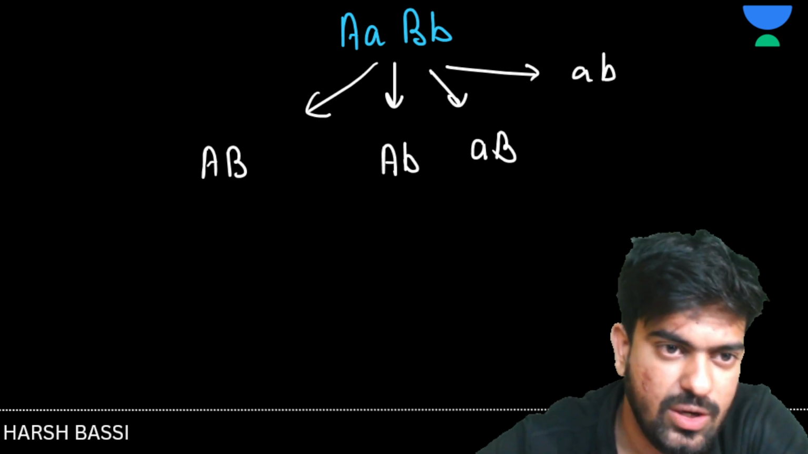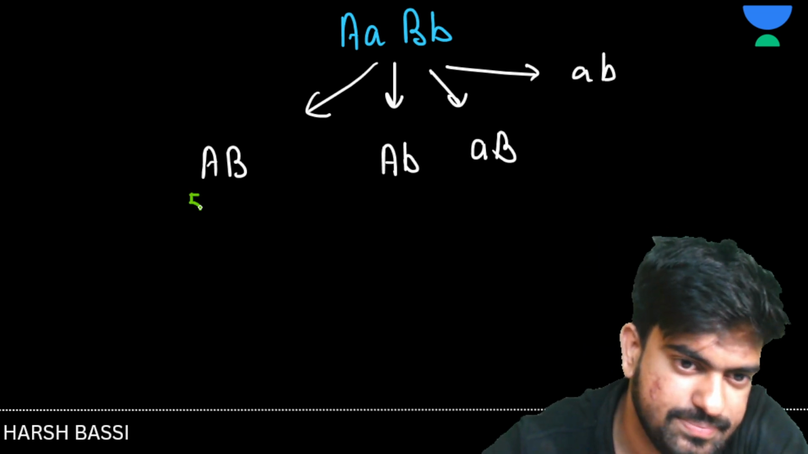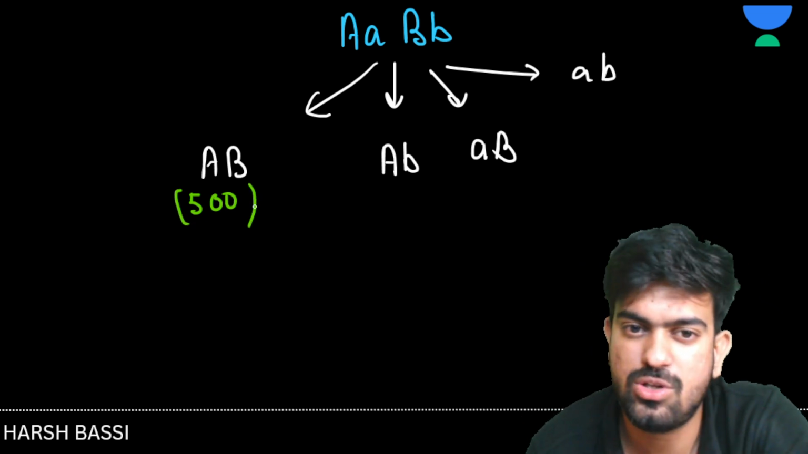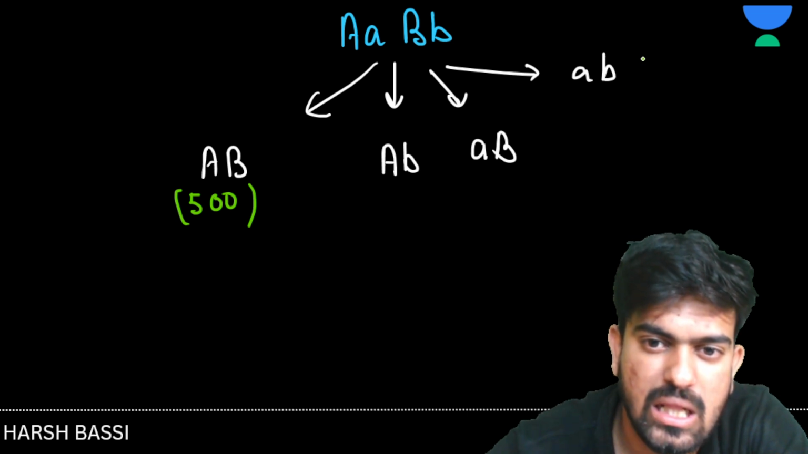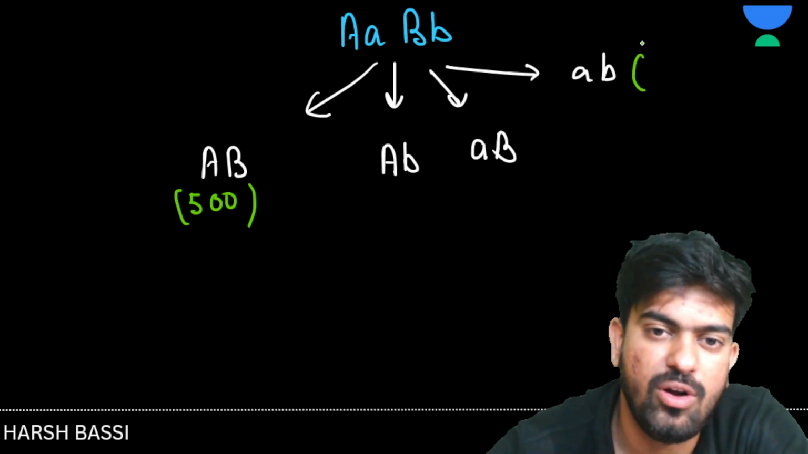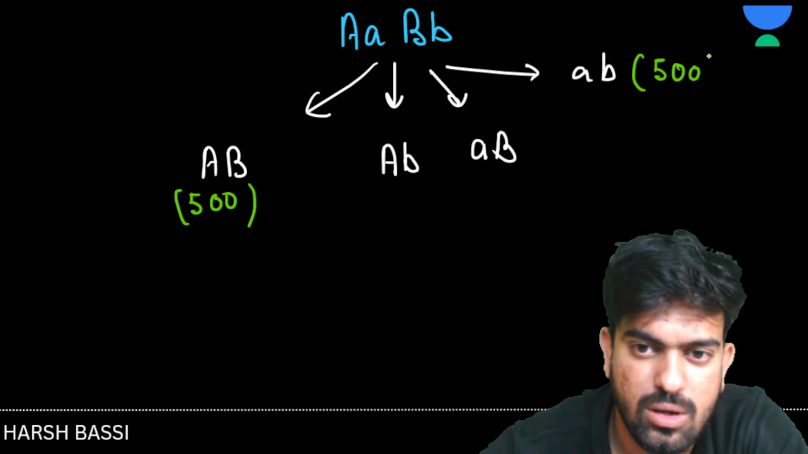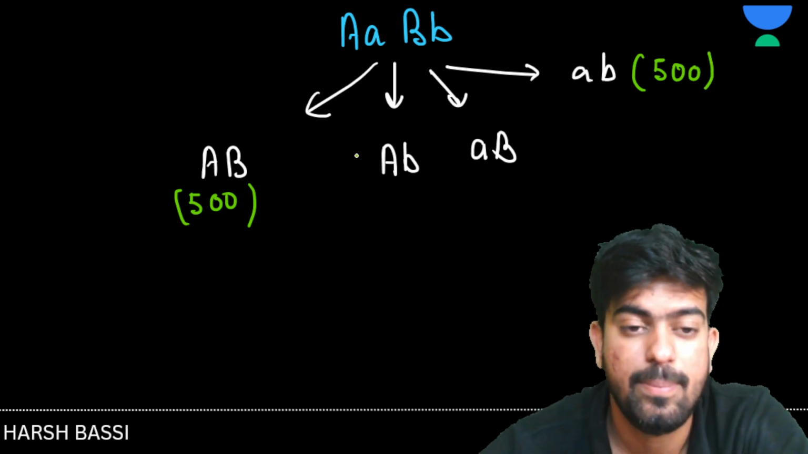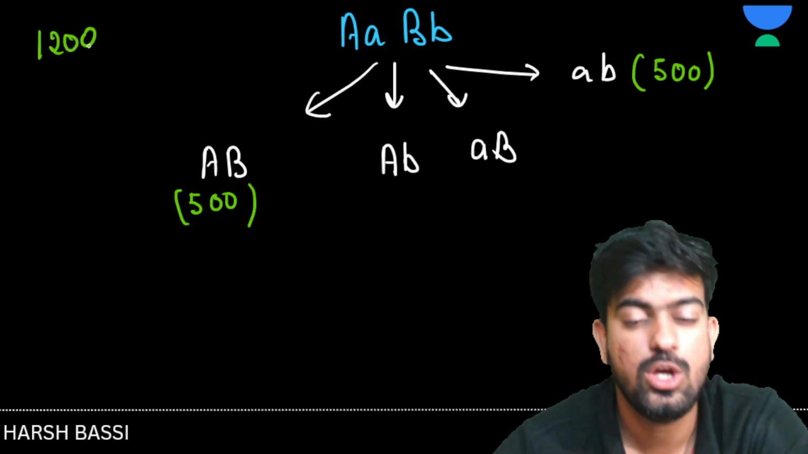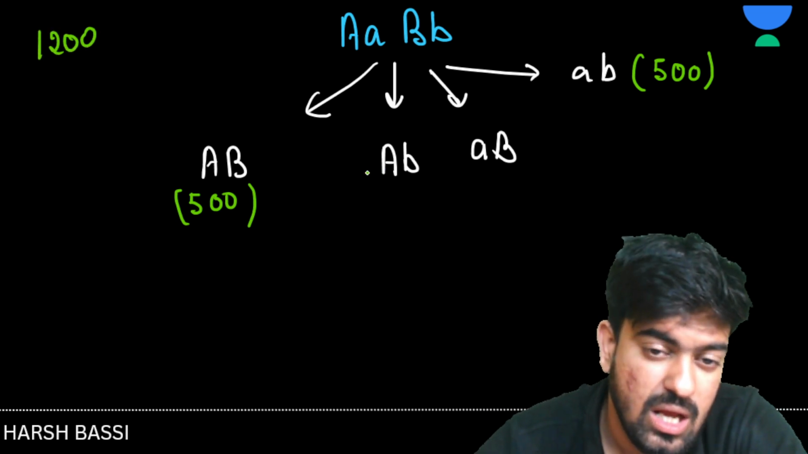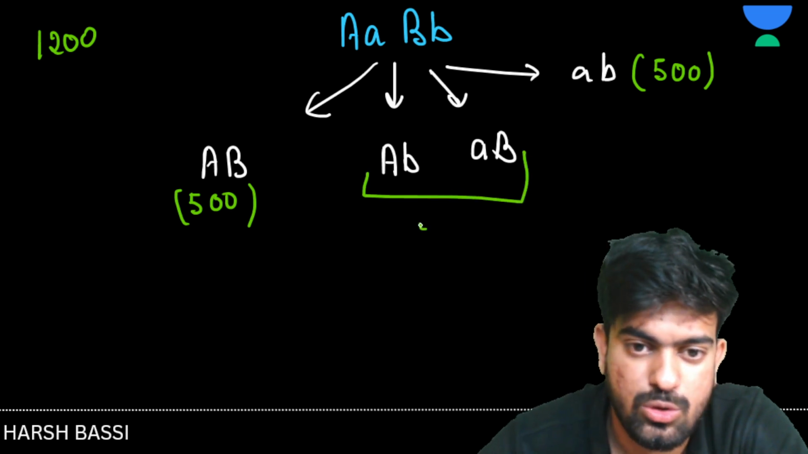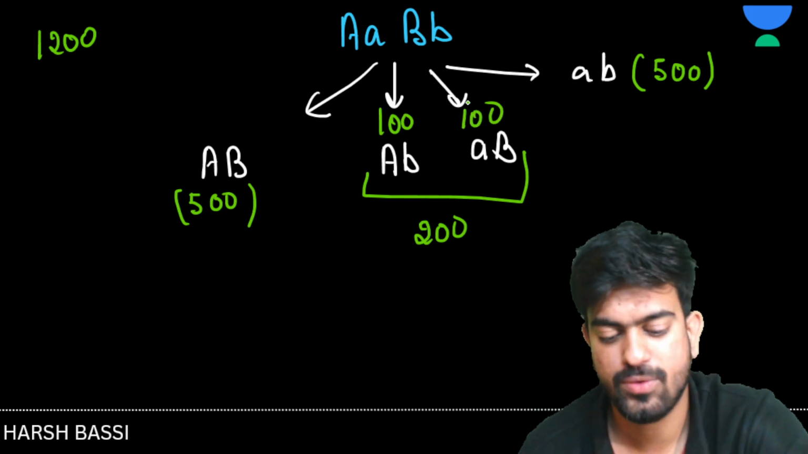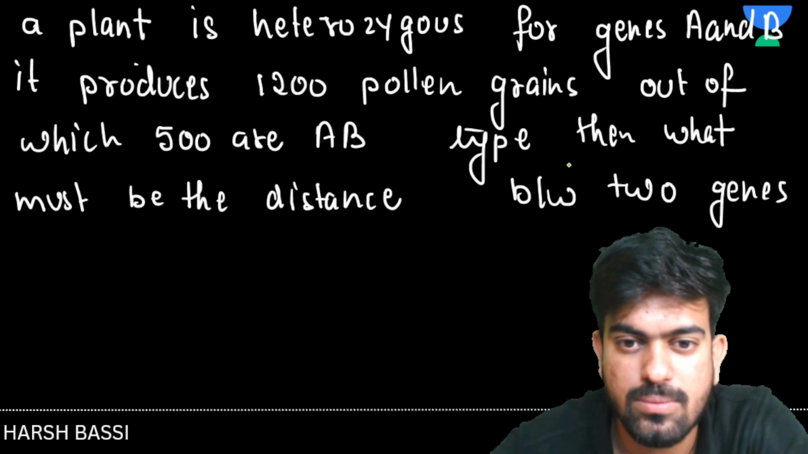Now it is saying that this one is 500. That means the parental type, the original type, is 500, and this combination is also 500. And recombination will be 200 in total, because the total pollen grains are 1200. So 200 pollen grains in total will be the recombinant ones. This one will be 100, and this one will be 100.